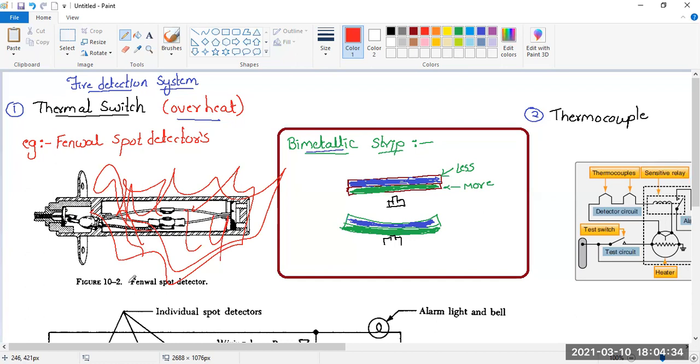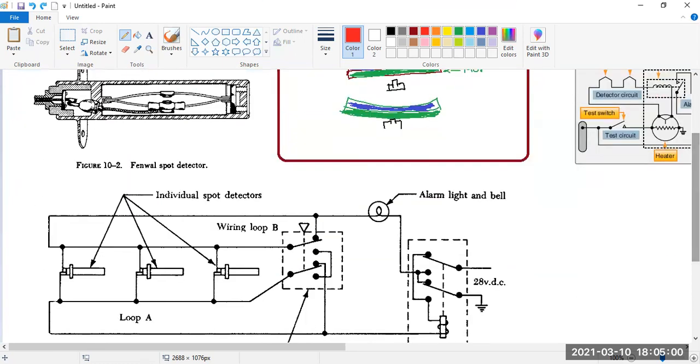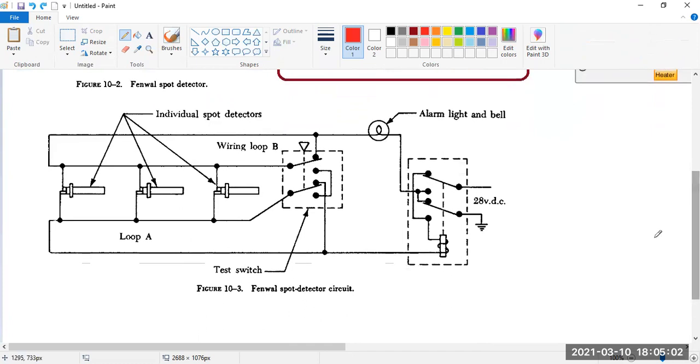As soon as the temperature reaches a certain limit, say 100 degrees Celsius for our understanding, at 100 degrees Celsius these two will make contact. Working would be the same as the bimetallic strip. As the contact is made, the electric circuit is completed, and once it is completed, I can send the electricity into the alarm circuit or a light which will be lighted in the cockpit, giving an indication that there is a fire. Now the same thing, Fenwal spot detector.